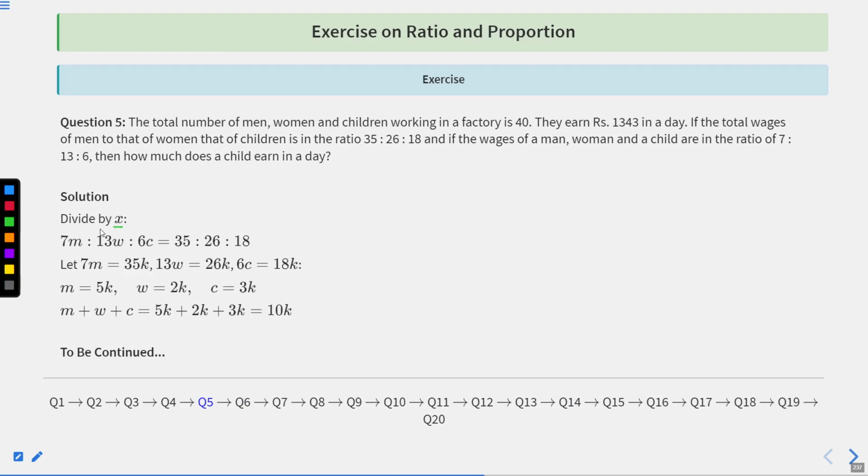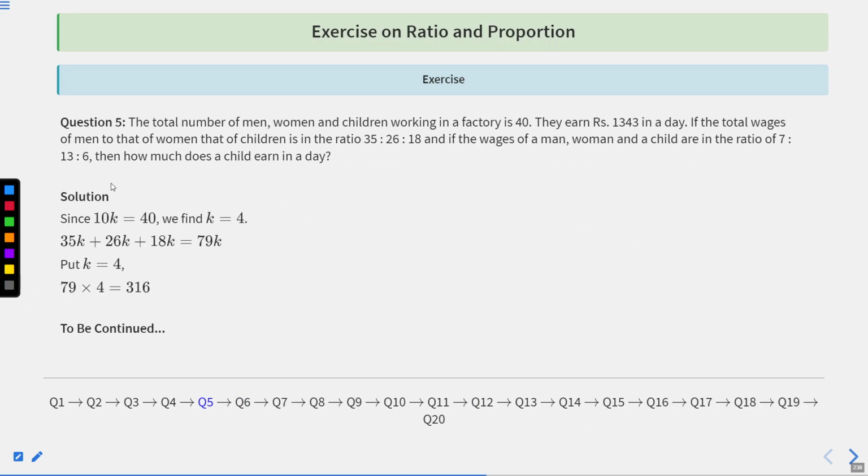So just dividing by x, you will have 7m is to 13w is to 6c equal to 35 is to 26 is to 18. Now 7m will be equal to 35k, 13w will be equal to 26k, 6c will be equal to 18k. That means m is equal to 5k, w equal to 2k, and c is equal to 3k. So m plus w plus c is going to be 5k plus 2k plus 3k, that is equal to 10k. And since 10k is given to be 40, so k is 4.